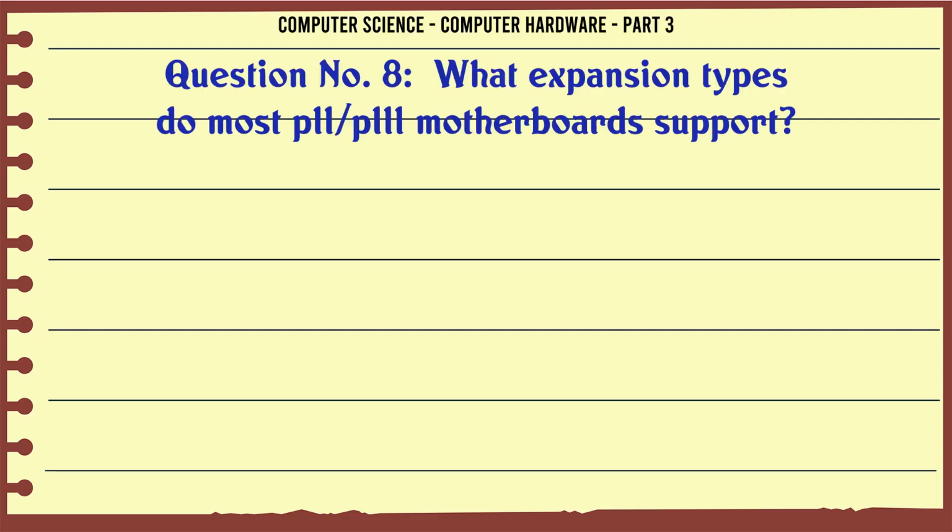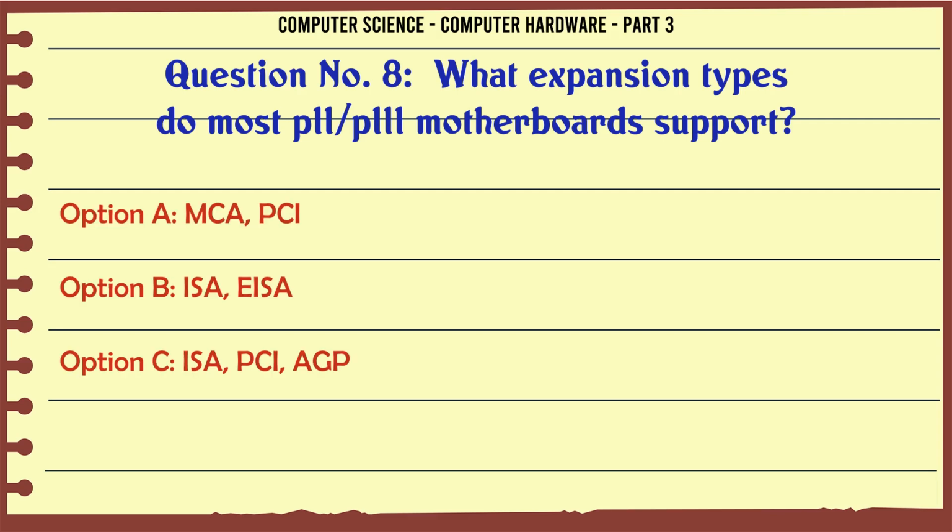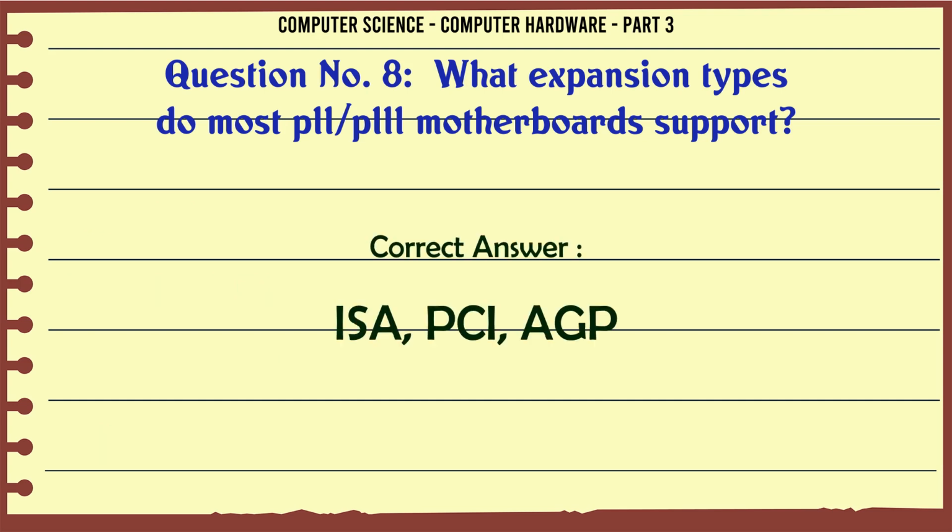What expansion types do most Pentium III motherboards support? A. MCA, PCI. B. ISA, EISA. C. ISA, PCI, AGP. D. ISA, VESA, PCI. The correct answer is ISA, PCI, AGP.